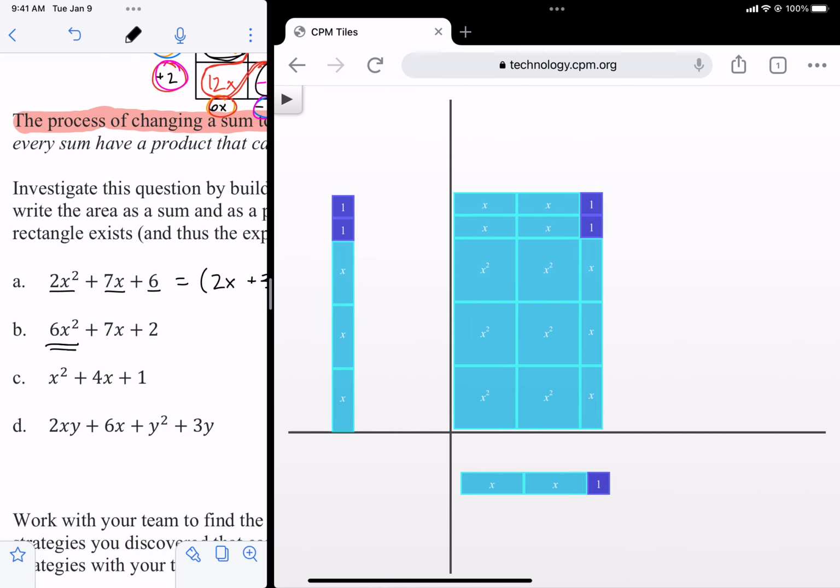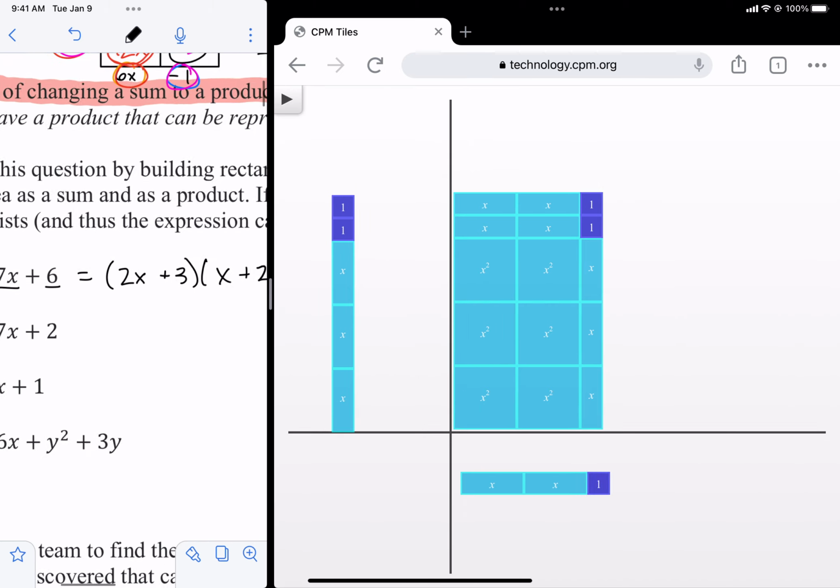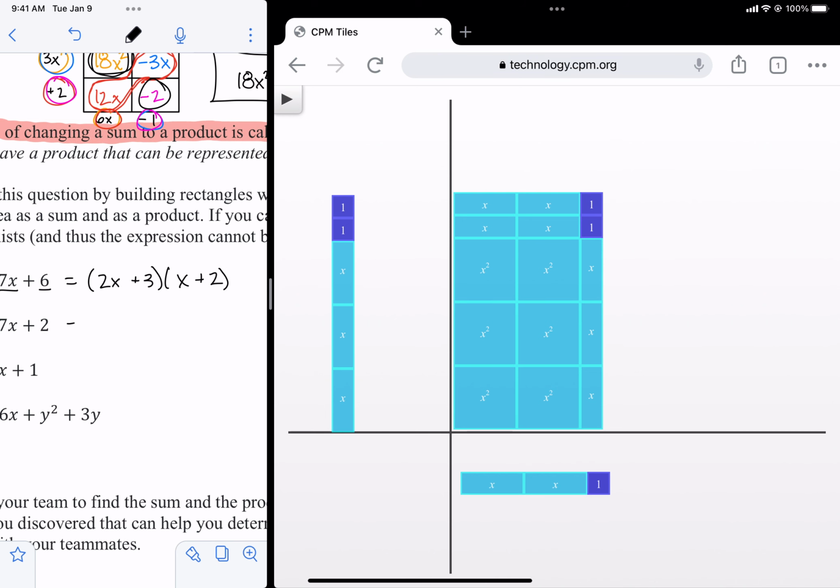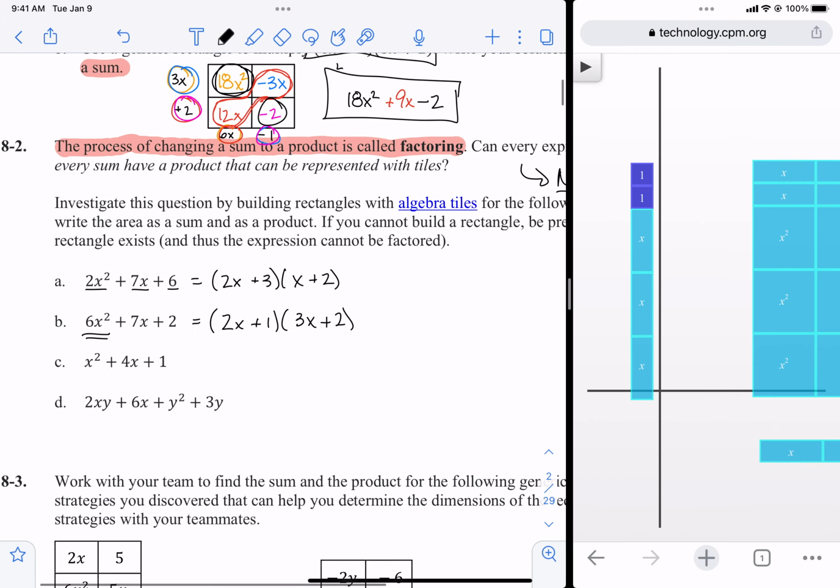So when we come over here and examine this, we would be able to say that this factored expression is really equal to, let's start with the bottom. So the bottom had 2 x's and 1 unit tile, and the side of this had 3 x's and 2 unit tiles. Very nice. Now I'm going to let you pause the video and go over those next 2 problems and see if you can find a way to factor those.